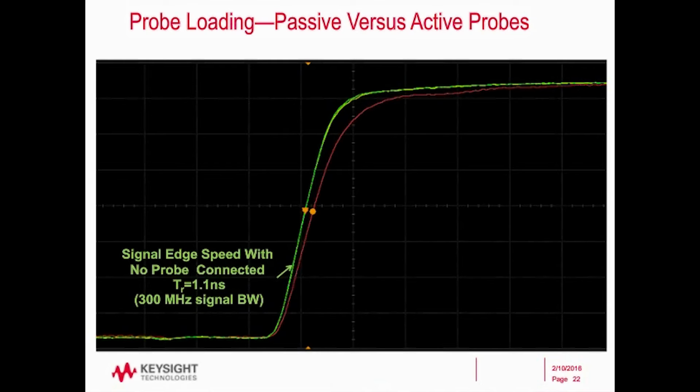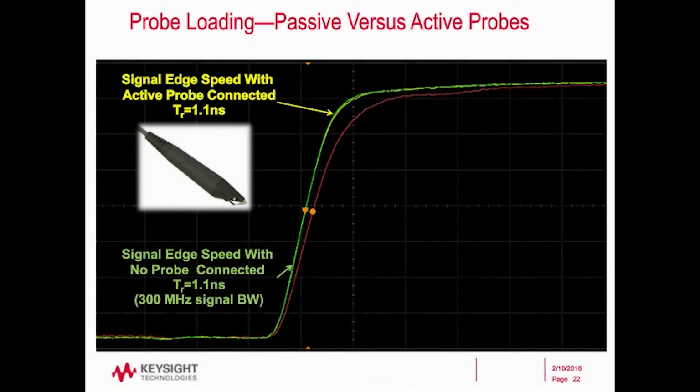When I touch my active probe to that signal, that's the yellow trace, and you can barely see it because it hasn't changed much. So the yellow signal has a rising edge of 1.1 nanoseconds. So the active probe has not disturbed the signal that I'm probing.